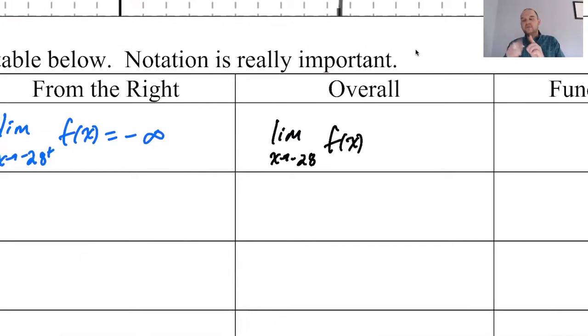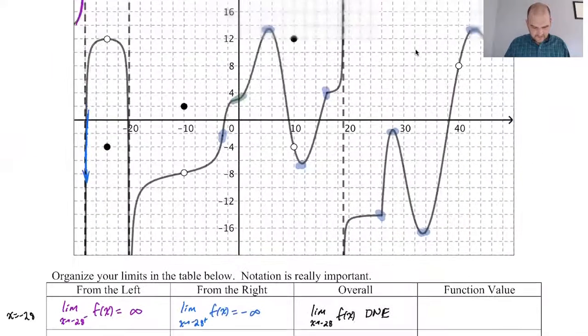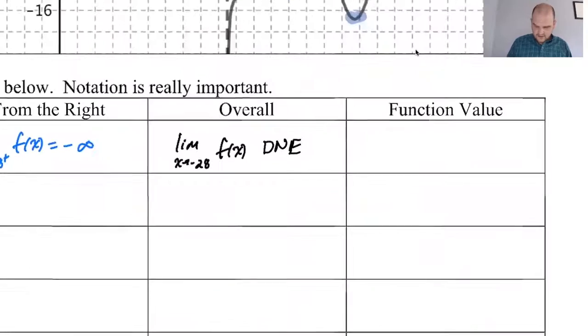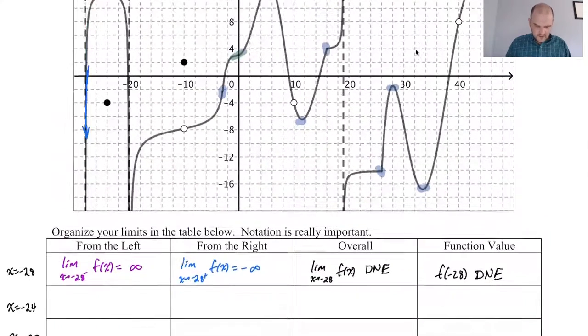Saying it without a plus or a minus, the little superscript, means that you're making an overall claim about the left and the right. So I'm just going to say DNE. A lot of people say equals DNE. I could live with that. It's not a problem. So DNE, it does not exist. How about the value of the function? If we look at it, there's no solid dot anywhere. So that also does not exist. So I'm going to say f of negative 28 does not exist. Again, I could live with equals does not exist.